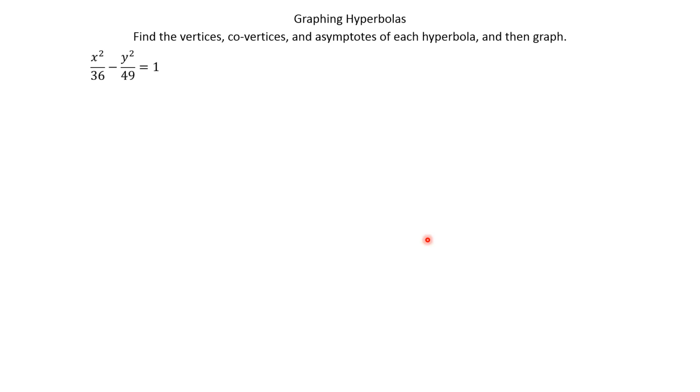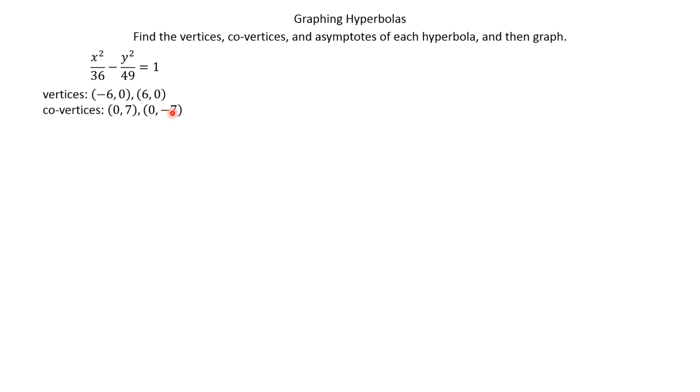So if we start out with one at 0, 0 for a center, we have x squared over 36 minus y squared over 49 equals 1. Well, our vertices, it's horizontal, so we're going to change the x value. We're going over 6 both ways. So starting at 0, 0, we're going to go backwards 6 to negative 6, 0, and forward 6 to positive 6, 0. Co-vertices, starting at 0, 0, we're going up or down 7. So we're going to go 0, 7, 0, negative 7.